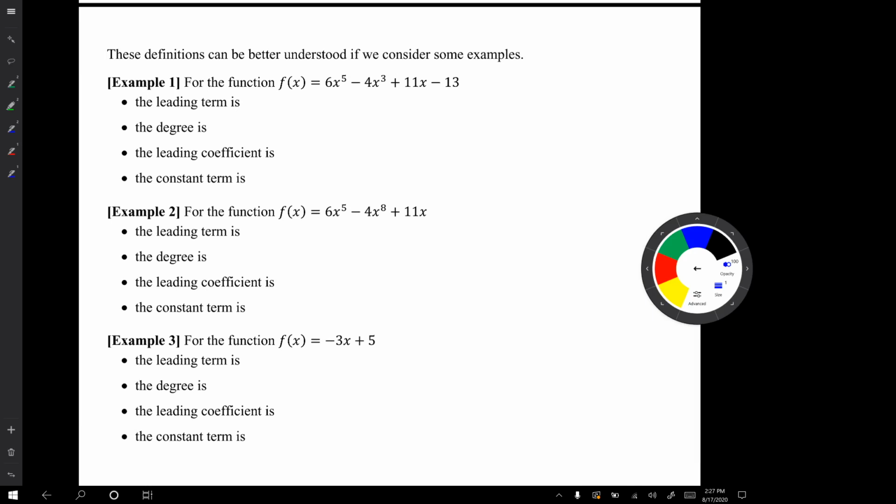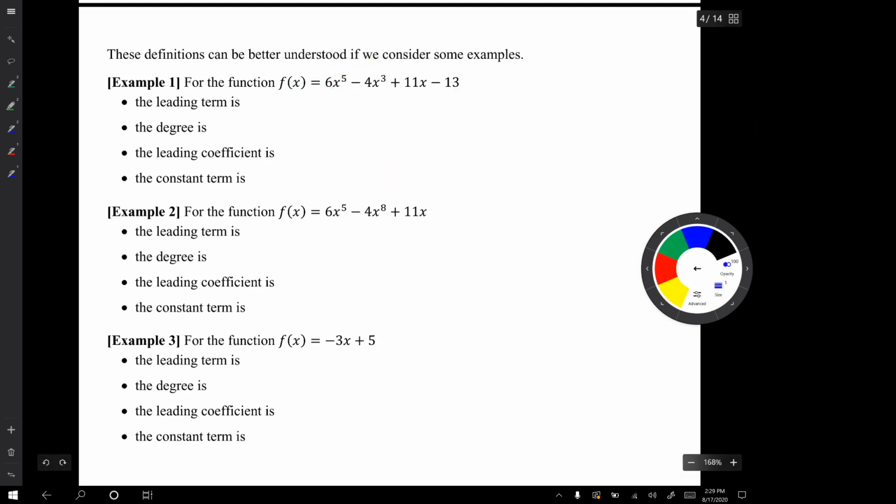So in example 1, for this polynomial function f of x, the leading term is 6x to the 5th. The degree is 5. The leading coefficient is 6. The constant term is negative 13. So this came from there. The 5 came from just the exponent. The 6 came from the number out front, and the number negative 13 came from out here. The constant term is the number with its sign.